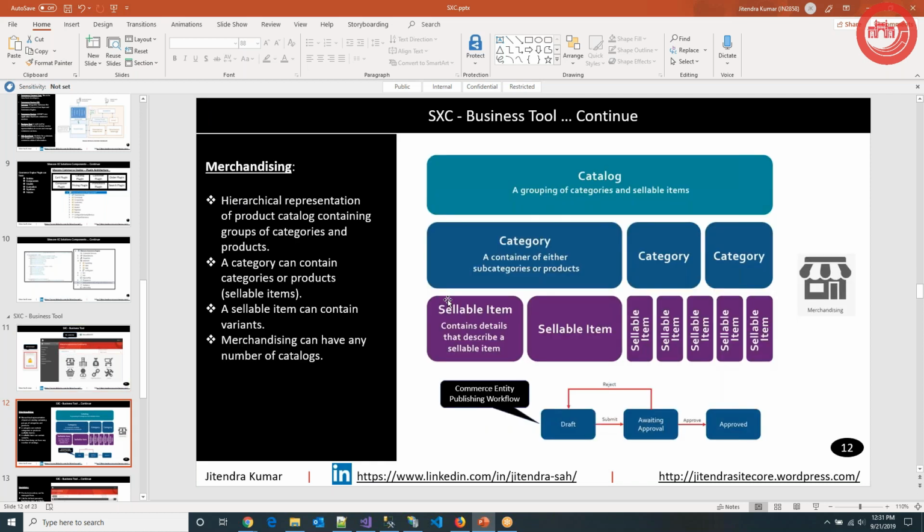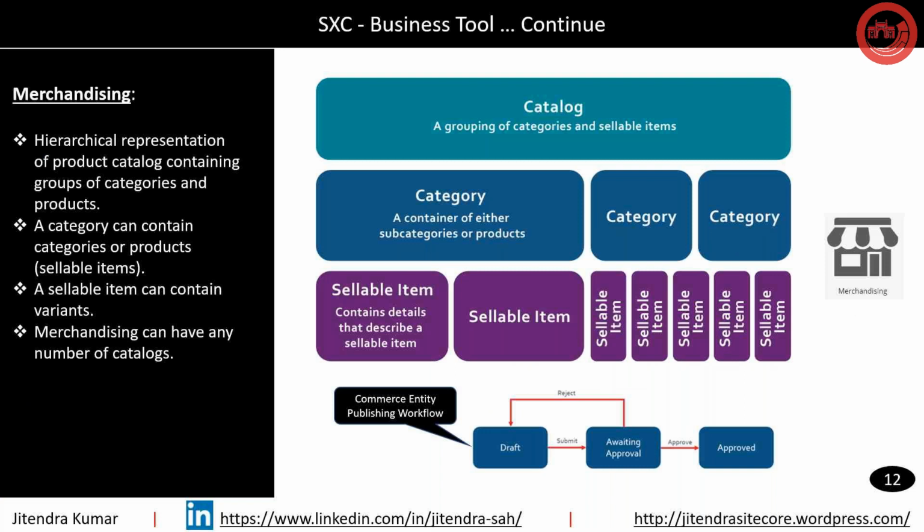So the very first thing is merchandising, where we can create a catalog. A catalog is just a grouping of categories and your sellable items. When I say sellable item, it means a product. So a catalog can have a category, and a category can have a category or a sellable item. There is no such concept of a subcategory, technically, in Sitecore Commerce.